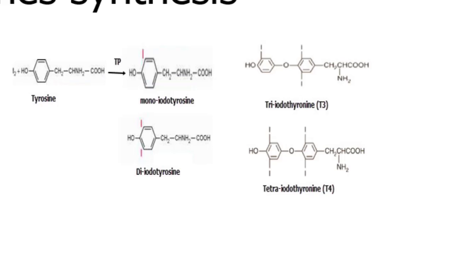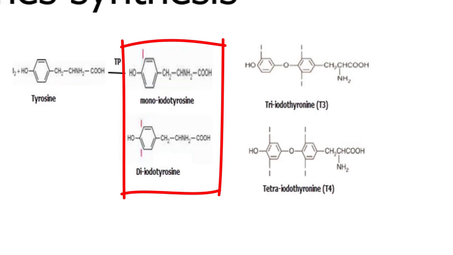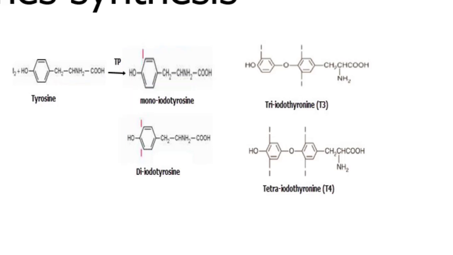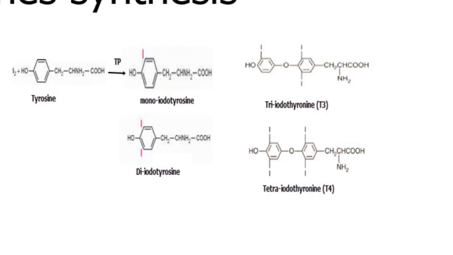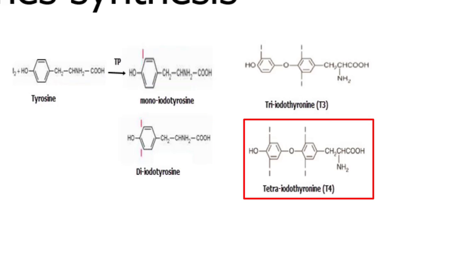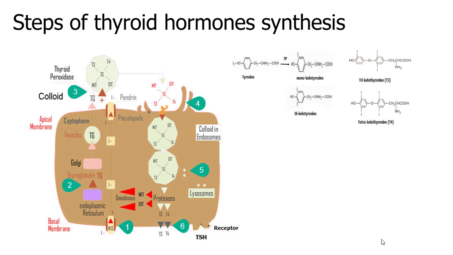This iodinated tyrosine then will combine in pairs to form the thyroid hormones T3 and T4. If the pair consists of one mono- and one di-iodotyrosine, that will result in the formation of T3, also called tri-iodothyronine. However, if the pair consists of two di-iodotyrosine, that will form T4, also called tetra-iodothyronine or thyroxine.